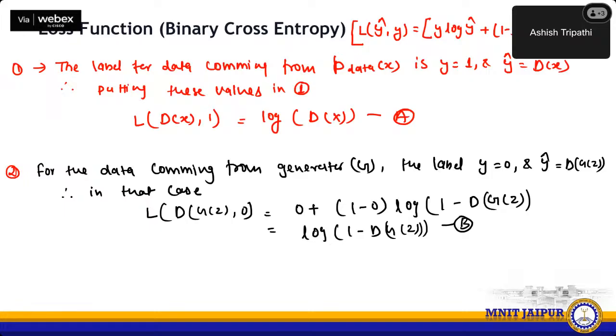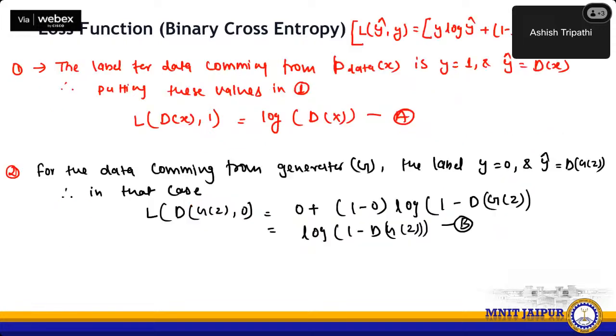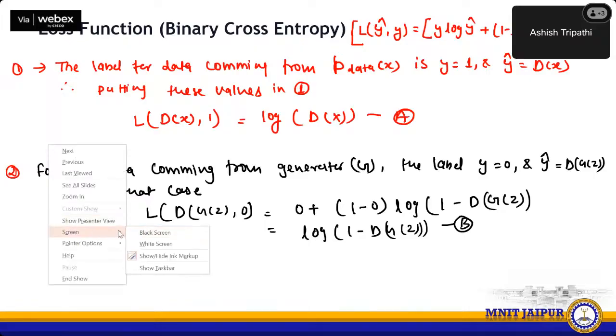So the total loss for the discriminator will be A part plus B part. Now if I want to talk about the generator model, what the generator wants is that D of G of z should be equal to 1. So coming to the same equation, log of D that I have written here, sum of A plus B, I am also writing here by changing the color for your future references.